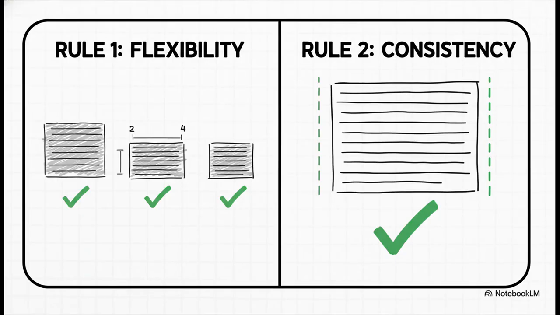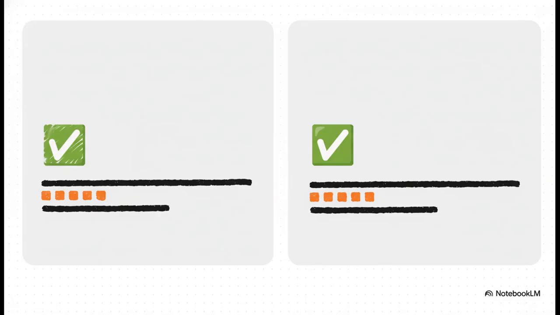Here they are. Rule 1, you can actually use as many spaces as you want for your indent as long as you use at least one. And rule 2, this is the big one. You have to be consistent. Every line in the same block of code needs to have the exact same number of spaces. That's it. And here's what I mean.